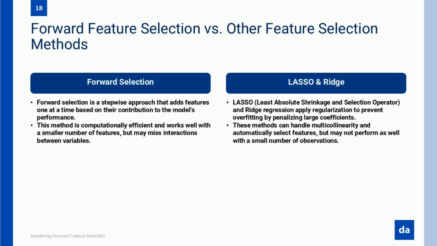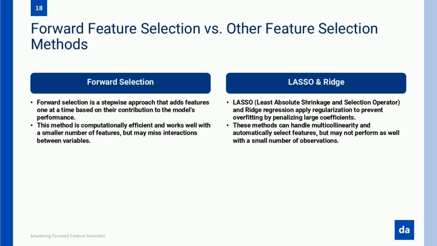LASSO, least absolute shrinkage and selection operator, is like an aggressive minimalist. It not only selects features, but also forces some of their coefficients to exactly zero, meaning they get removed automatically. Instead of testing one feature at a time like forward selection, LASSO applies a penalty to the model that encourages simplicity. The advantage? It's much faster and works well when you have a ton of features. The downside? It assumes all feature relationships are linear. So if your data has complex interactions, LASSO might miss them.